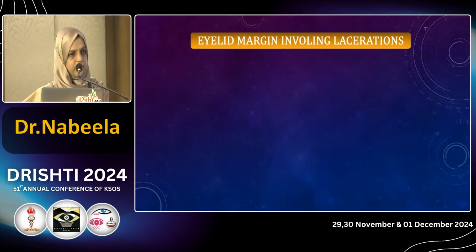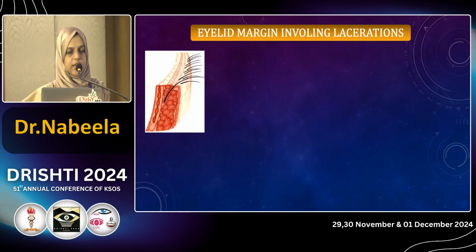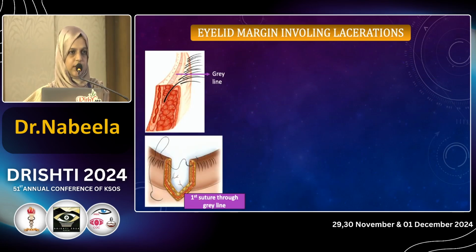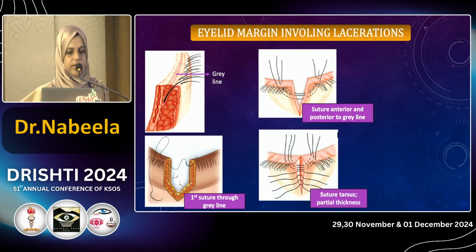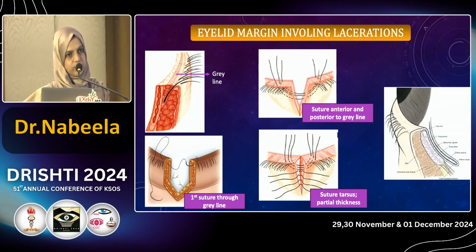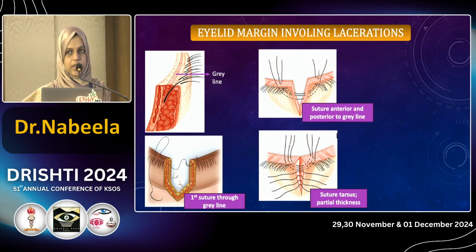So coming to eyelid margin involving lacerations, initially you have to identify the gray line, pass the first suture through the gray line, preferably a vertical mattress suture using a 6-0 or 5-0 silk. And then pass sutures anterior and posterior to the gray line. Certain surgeons prefer only 2 sutures. And these sutures are left long. Then you suture the tarsus, which should be a partial thickness suture. This suture must at least pass 2/3 thickness, but not full thickness, otherwise it will rub the cornea.